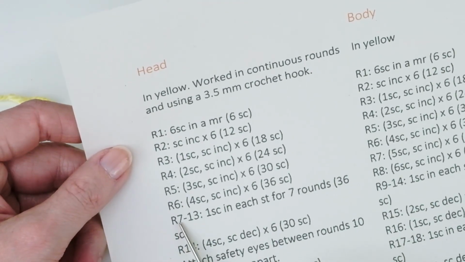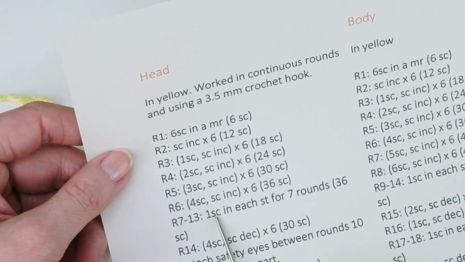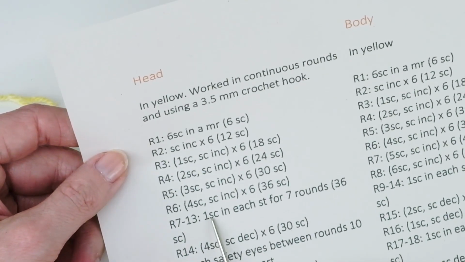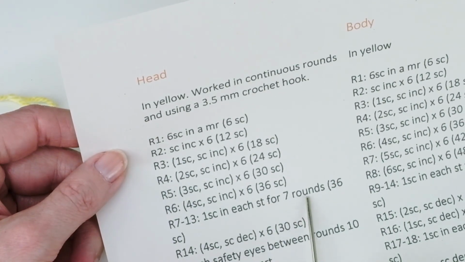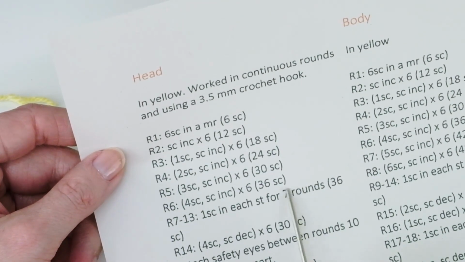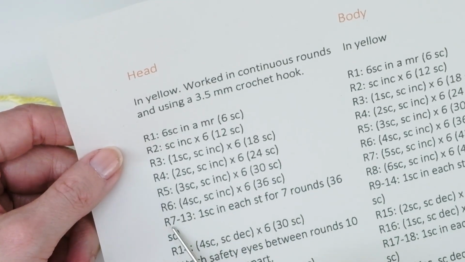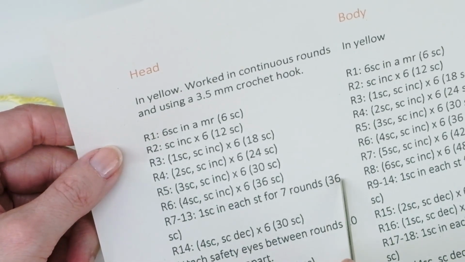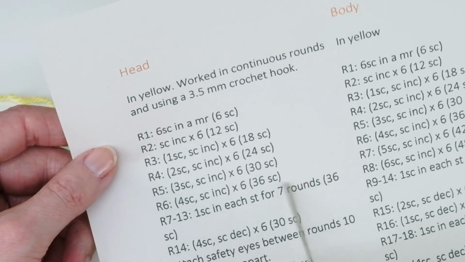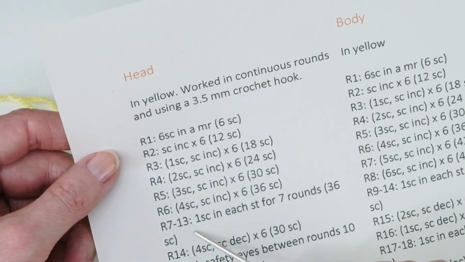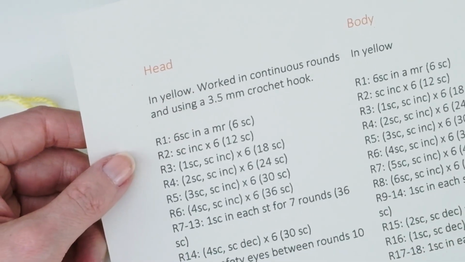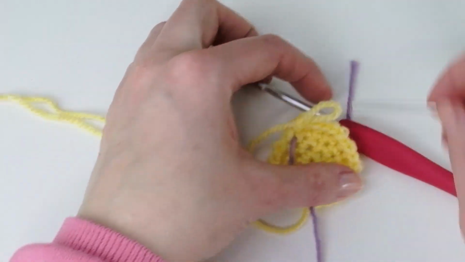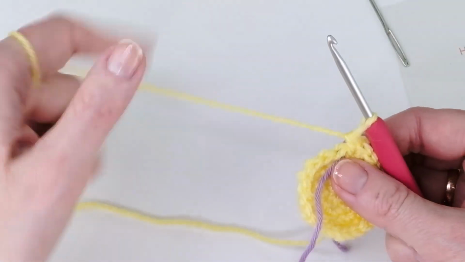So here we have rounds 7 to 13, 1 SC in each ST for 7 rounds. So that means 1 single crochet in each stitch for 7 rounds. I like to put out how many rounds you should do. Some patterns also have just 7 to 13, 1 single crochet in each stitch, or they can also write 36 single crochet. That also means 36 single crochets, so also means 1 single crochet in each stitch. So here is pretty basic and explains itself.